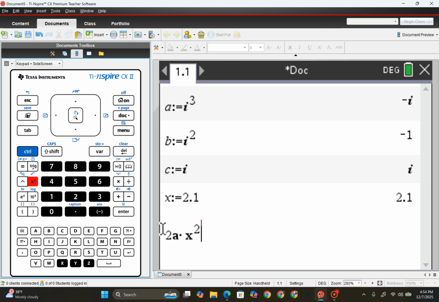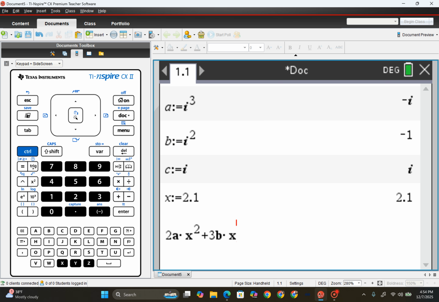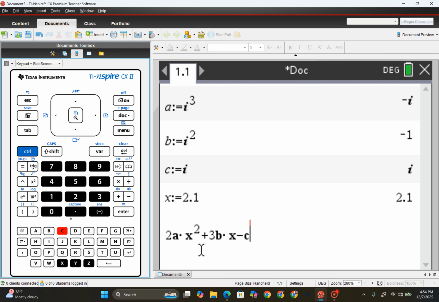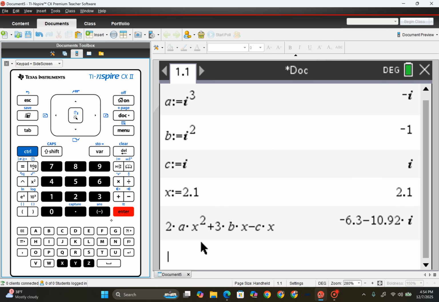Cool. And then we're going to put the plus sign, and then it's going to be 3b, and again it's bold, times x. We're going to follow the same pattern. We want to keep this bolded, okay? This should be in bold. And then we're going to do minus c times x, and we're going to hit enter.